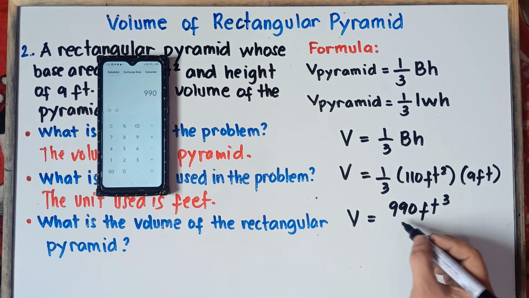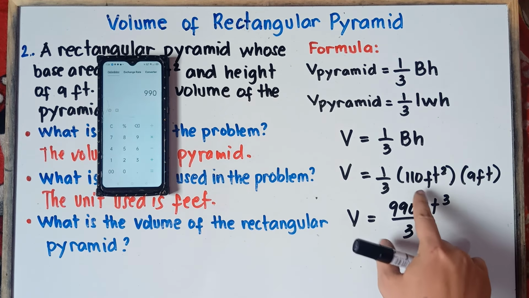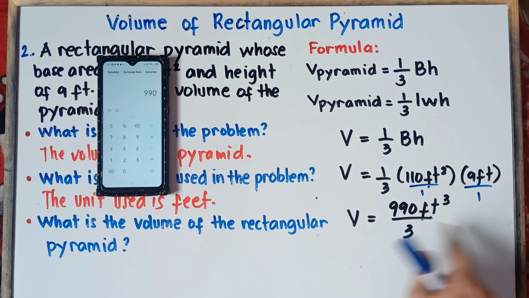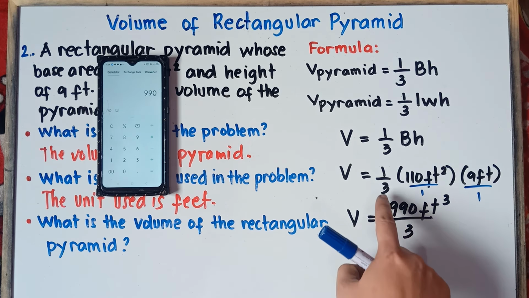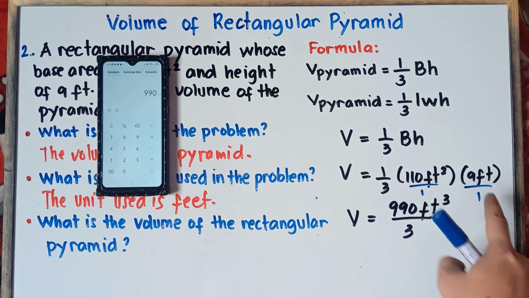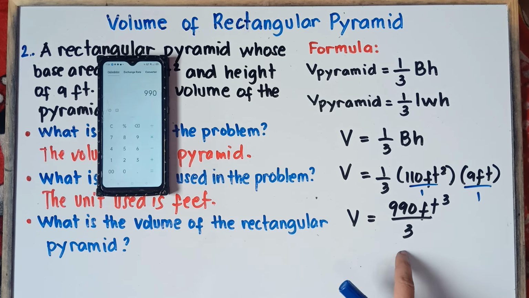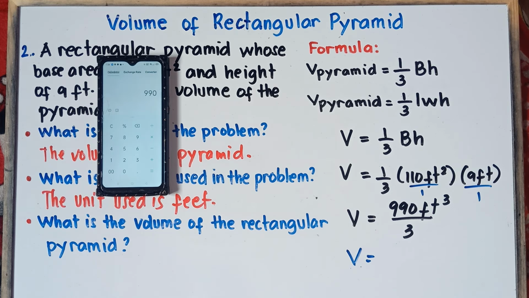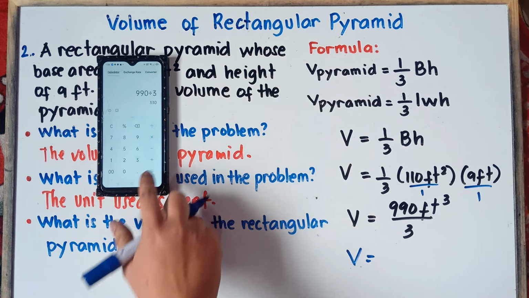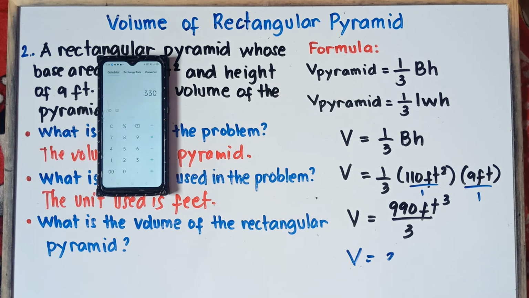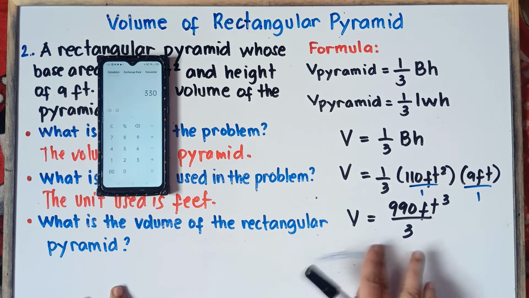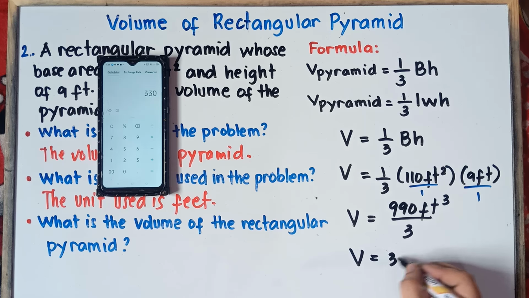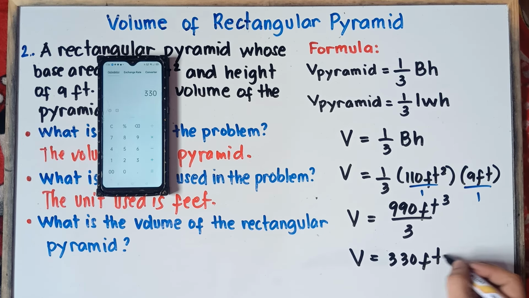And then divide by 3. Once again, class, same with number 1. Understood that there's 1 here. You can put over 1, that's okay, or no need to put, just simply divide by 3. Or you can multiply 3 times 1, that's 3. So simply divide by 3. Alright, and then divide this one. So 990 divided by 3, and the answer is 330. So the volume is equal to 330 cubic feet.